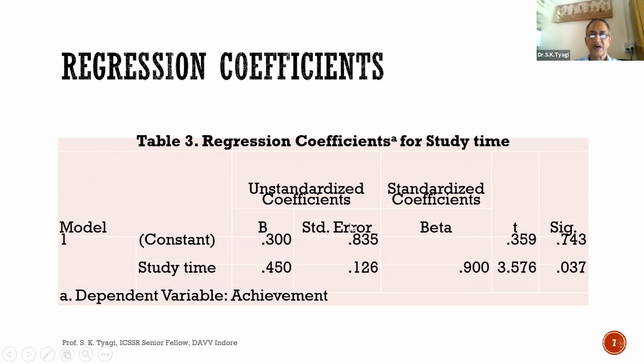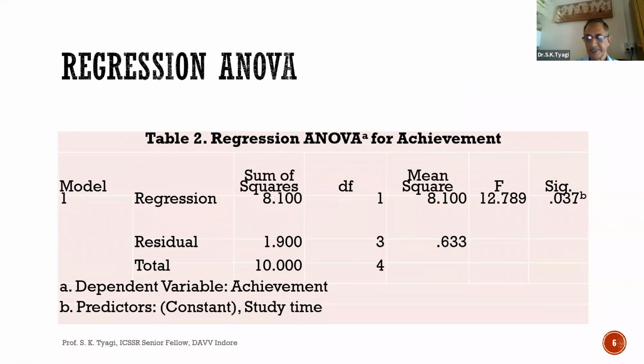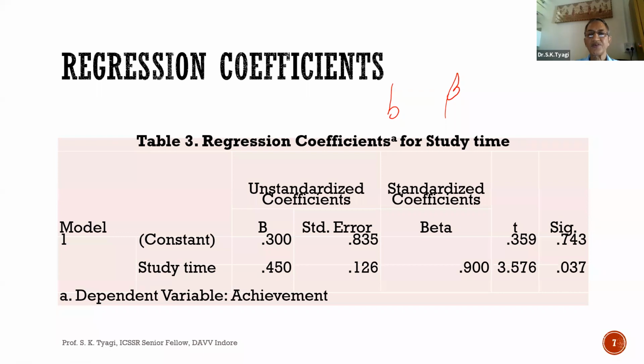Regression coefficients are of two types. One is the unstandardized coefficient, another is the standardized coefficient. In mathematical terminology, B and beta. Beta is standardized, B is unstandardized. What both of these mean and how they are interpreted, we will see. So basically, these are the three tables which comprise the output of regression analysis. Table 1, model summary. Table 2, regression ANOVA. And table 3, regression coefficient.